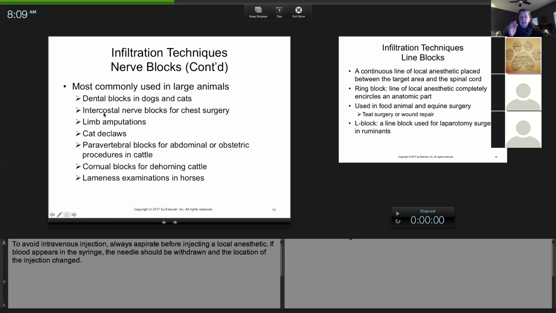So this would be putting the agent in the muscle in between the ribs where those nerves come out to control that area. A limb amputation, like I talked about, a forelimb amputation, you go into the armpit area, which is called the brachial plexus, and the brachial nerve root emerges there, and you're going to block the brachial nerve. Now, a cat declaw, we will sometimes do what's called a ring block.